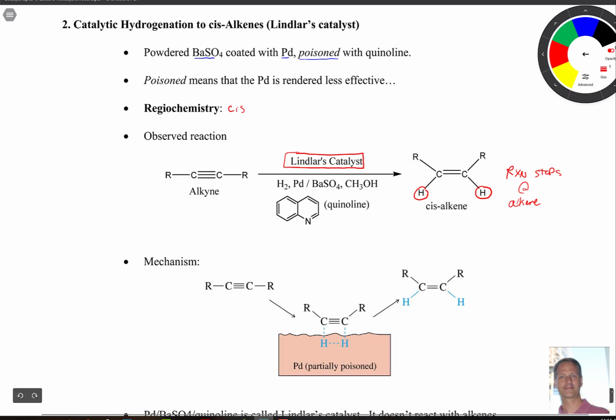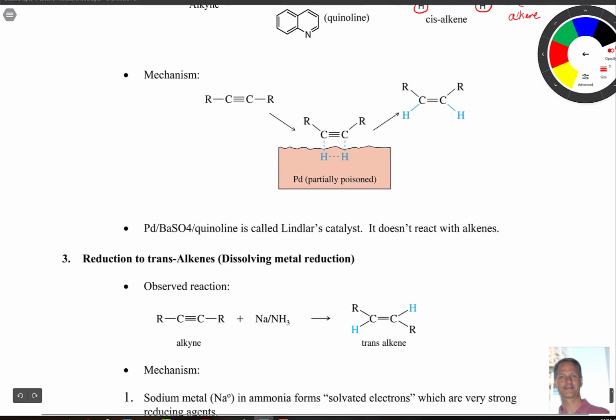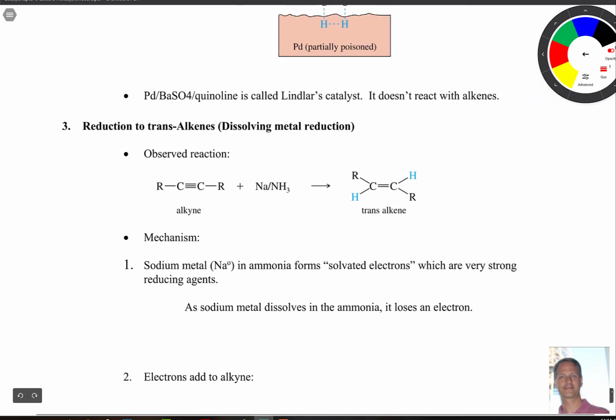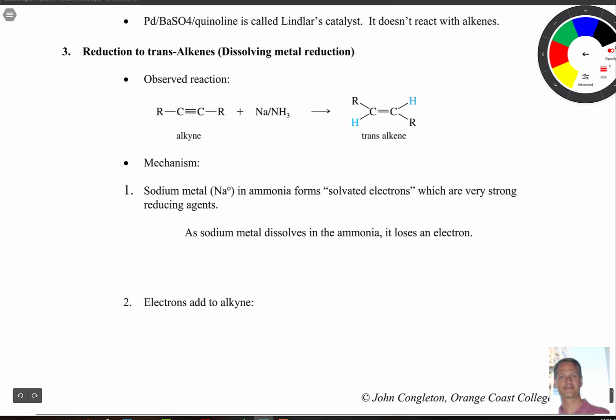So the next thing to look at is how we might form the trans alkene. So the trans alkene reaction's a little bit different than the things we've seen so far. This one's the last reaction I think that we're going to see this semester that involves a radical. So this reaction involves Na and NH3. Notice here that this is Na solid. So it's solid sodium and ammonia.